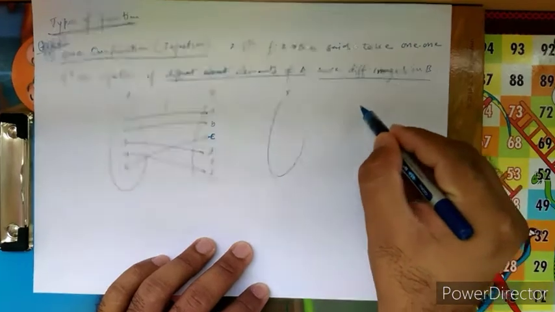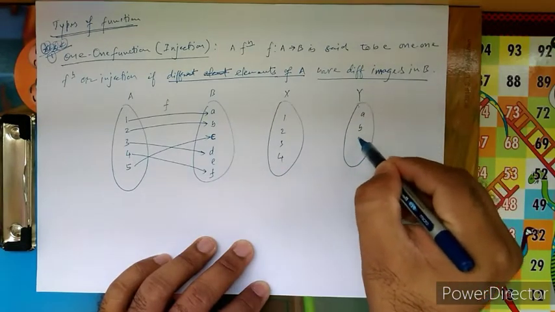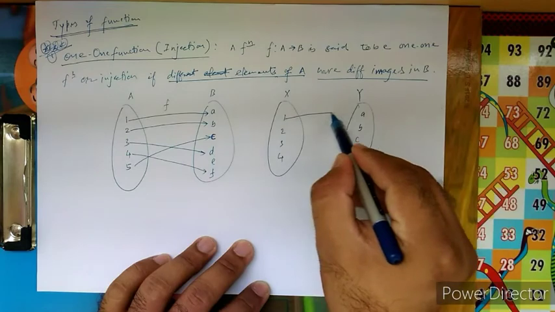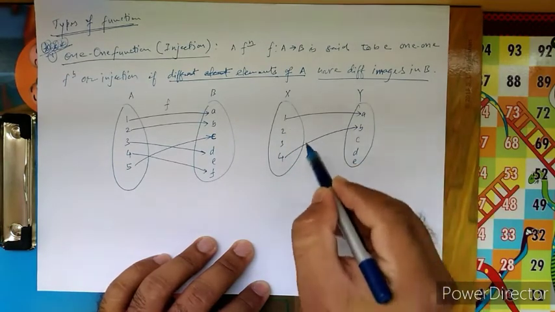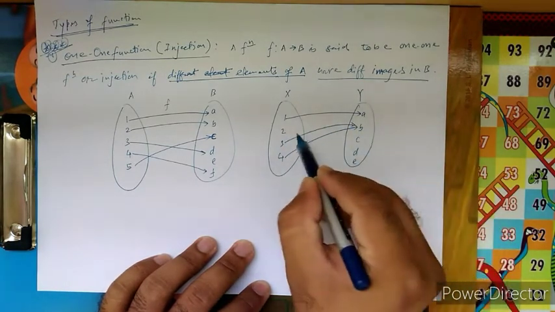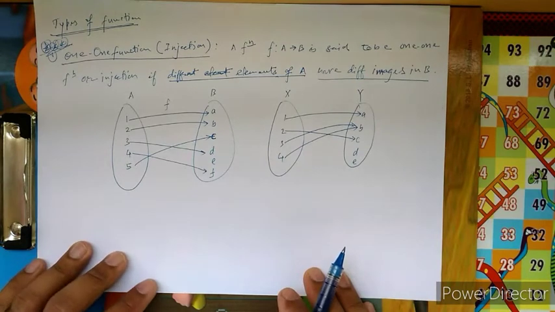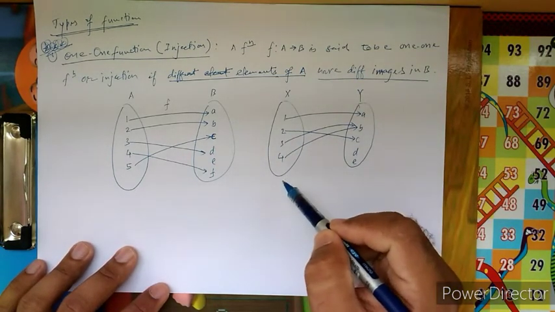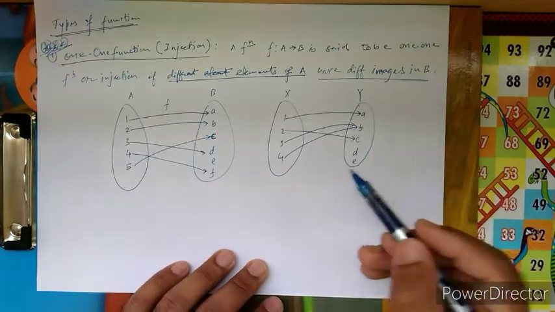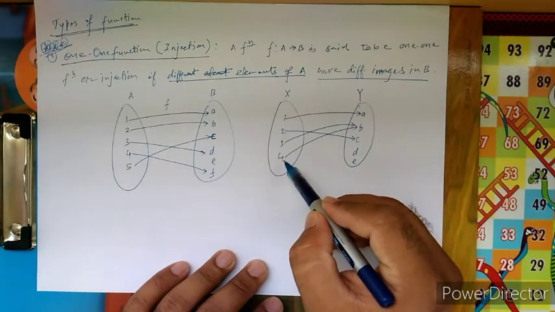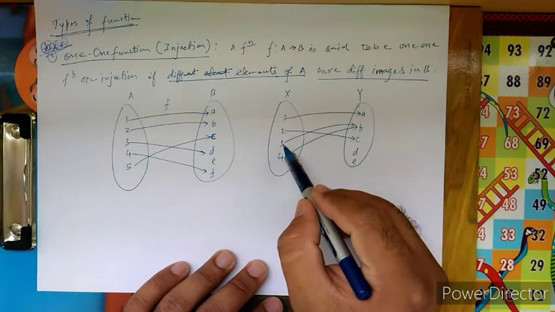This is X, this is Y, this is 1, 2, 3, 4, A, B, C, D, E. So let us say 1 goes to A, 4 is B, 3 is also B, 2 is C. So this is also a function where we are getting an individual image or different image in Y. This is the input and what you are getting is a different output.